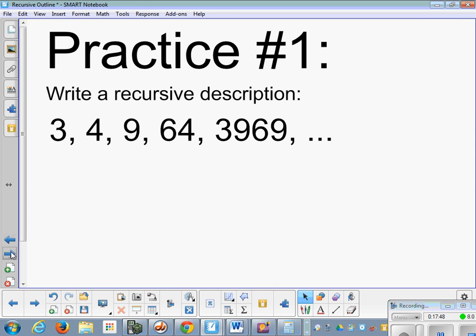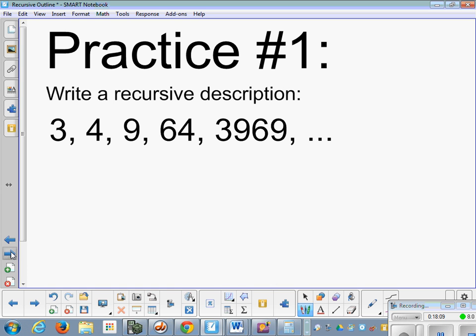All right, we've got 2 practice problems here for you. Start with our first one. Write a recursive description. I might put this on a Zaption and have you break right here. And then now I'm going to give you the answer and how we do this.